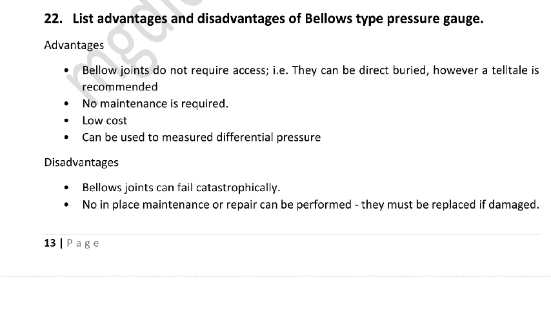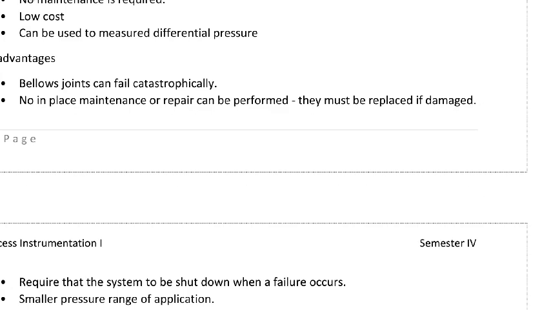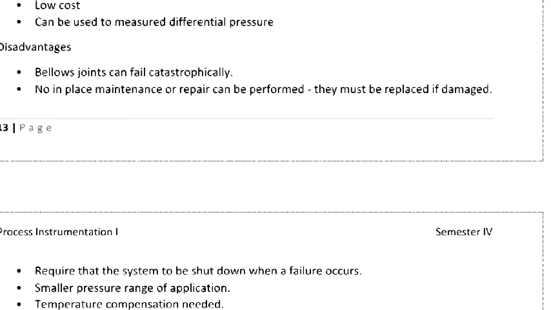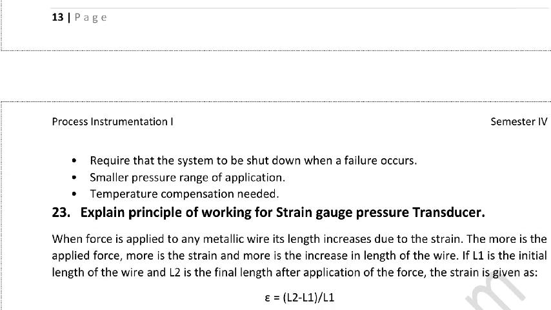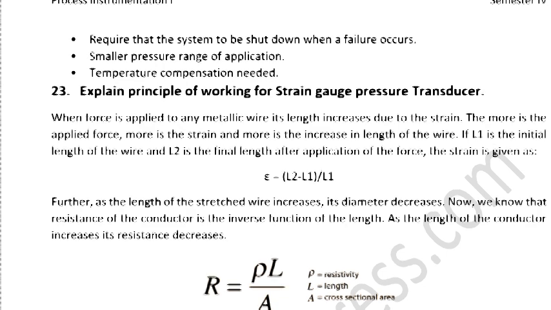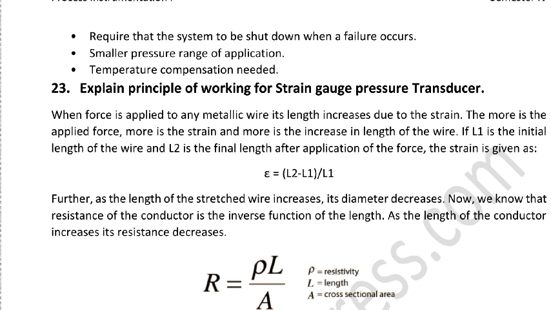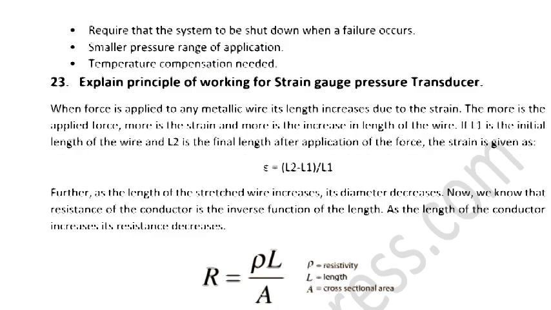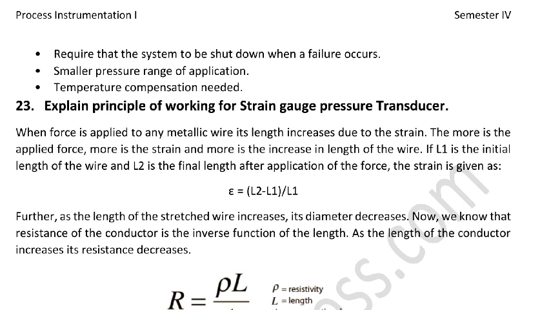Disadvantage: the velocity joints fail catastrophically. No in-place maintenance or repairs can be performed; they are just replaced if damaged. A smaller pressure range is applicable. The disadvantage is that the pressure range is very small. A temperature compensator is needed because the temperature readings will change. That's what a temperature compensator is.